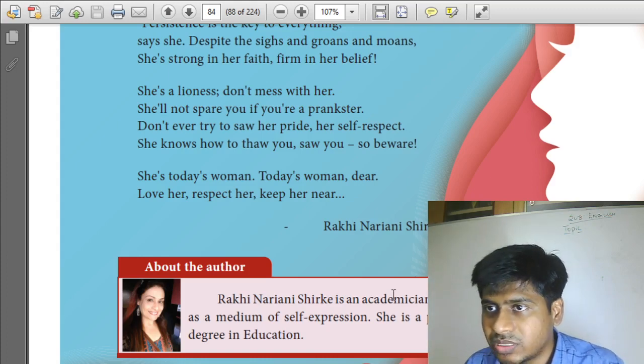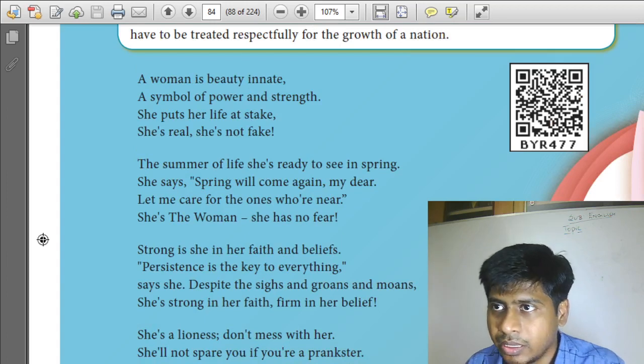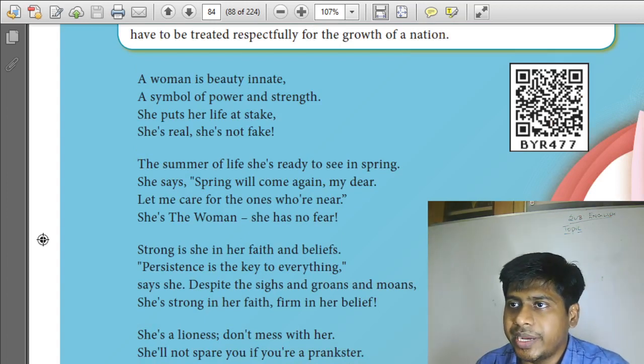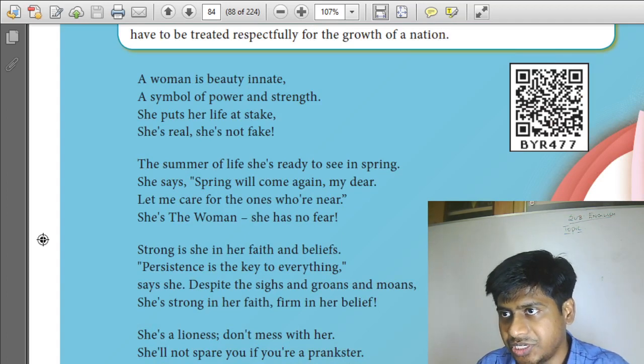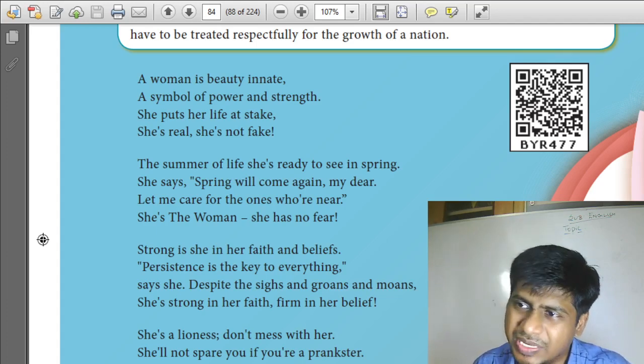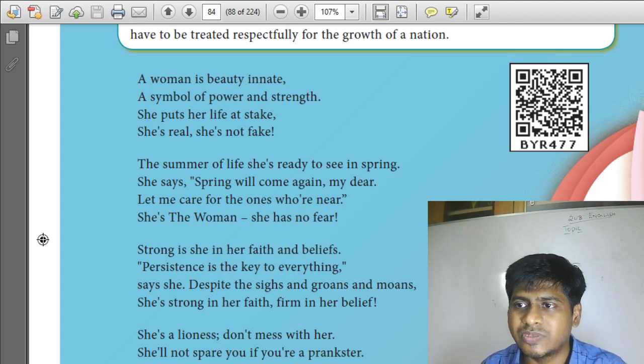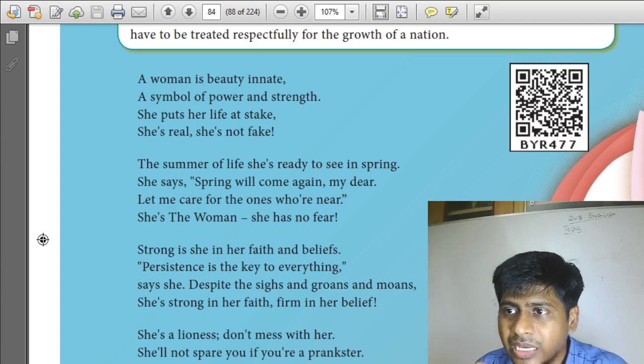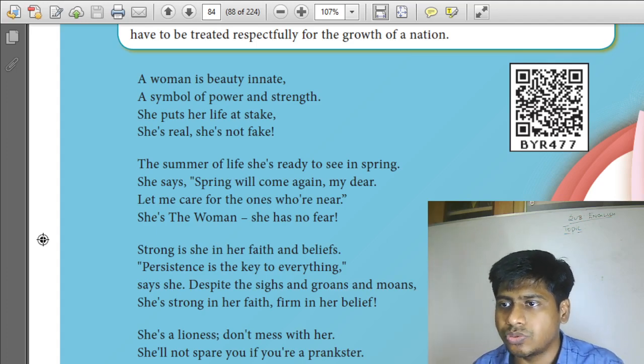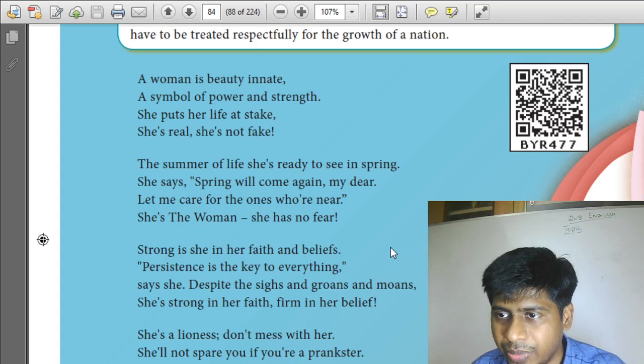Okay, once more I'll read the poem. A woman is beauty innate, a symbol of power and strength. She puts her life at stake, she is real, she is not fake. The summer of life she is ready to see in spring. She says, spring will come again, my dear, let me care for the ones who are near. She is a woman, she has no fear. Strong is she in her faith and beliefs. Persistence is the key to everything. She sees, despite the sighs and groans and moans, she is strong in her faith, firm in her belief.